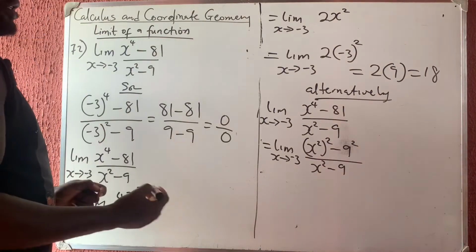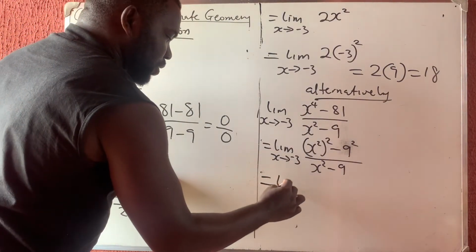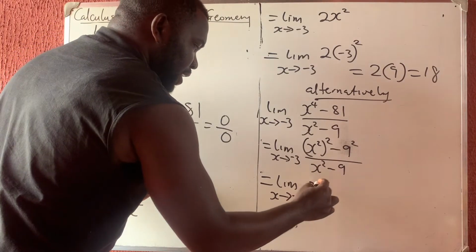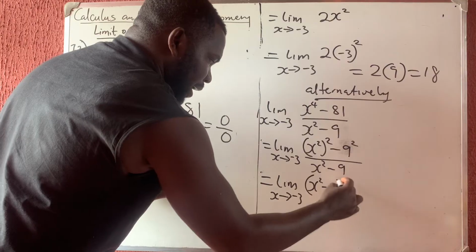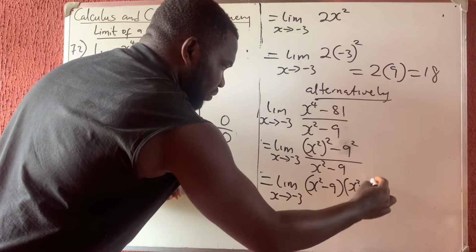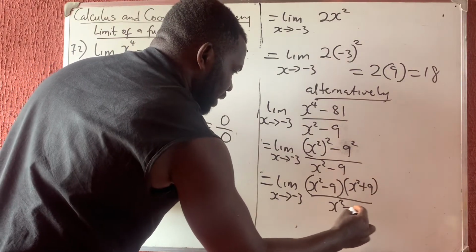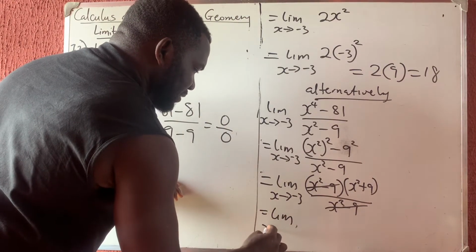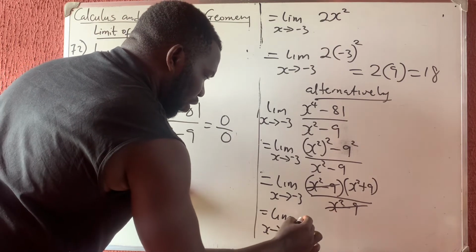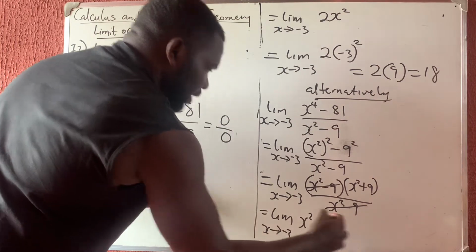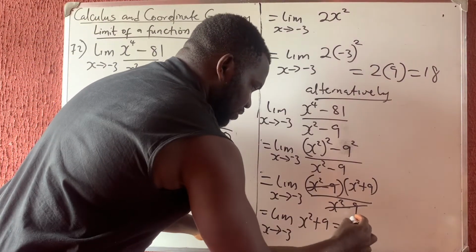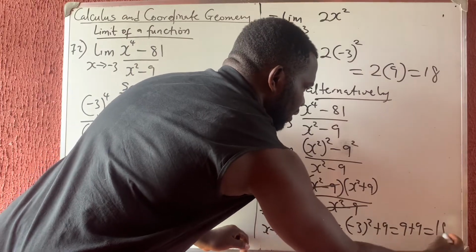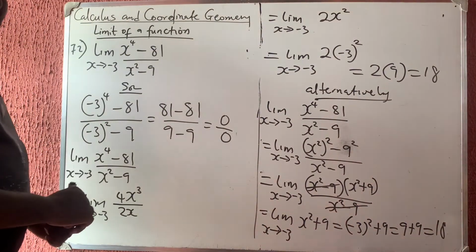So the numerator is difference of 2 squares. So this is the same as the limit as x approaches minus 3 of x squared minus 9 and x squared plus 9, then divided by the same x squared minus 9. See, this can cancel this. So I am left with the limit as x approaches minus 3 of x squared plus 9, which we can now substitute, which is what? Minus 3 all squared plus 9, which will give 9 plus 9, which is what? 18. The same answer.